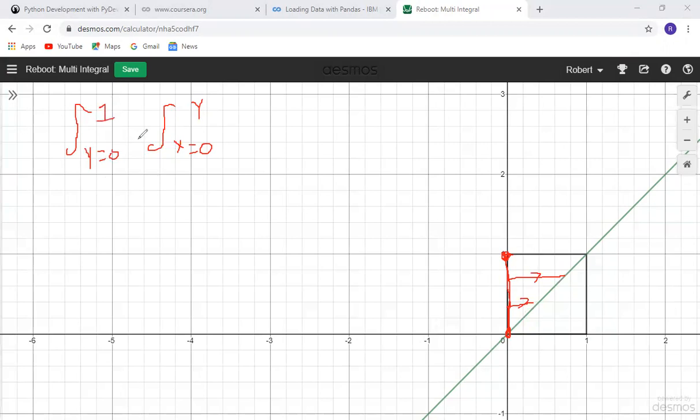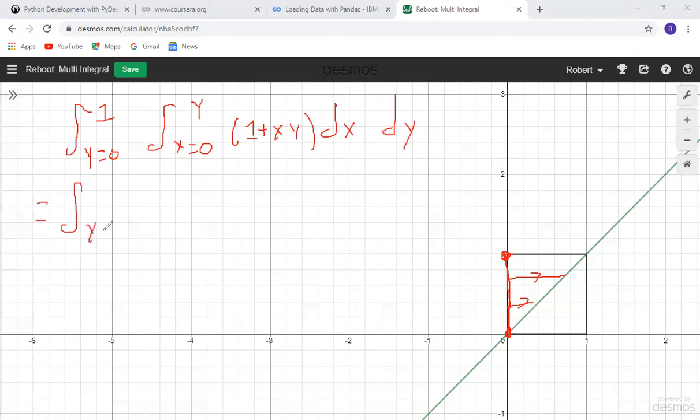So let me just point this out. I've said it before, I'll say it again, that the inner integral, the limits can be variable, but the outer integral, it cannot be variable. So the outer integral has to be constant, at least in terms of x and y. The inner integral, it's okay if the limits are in terms of the other variable. And then we're integrating the function 1 plus xy dx dy.